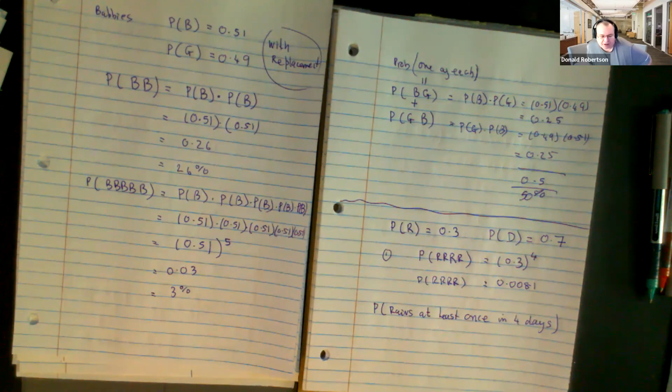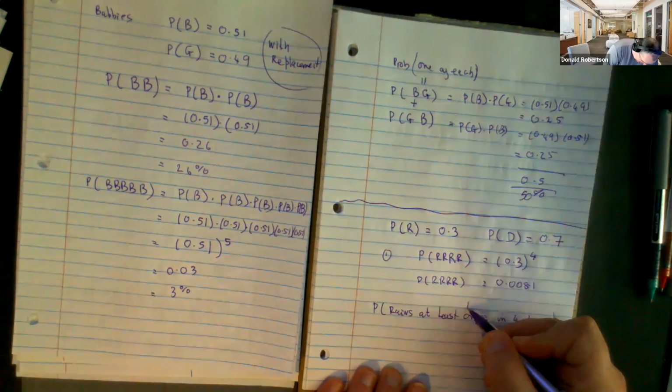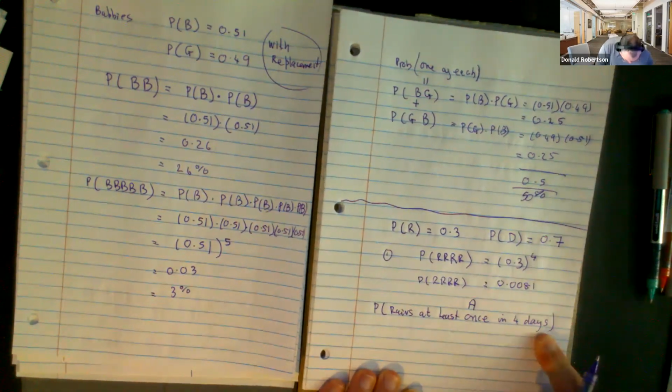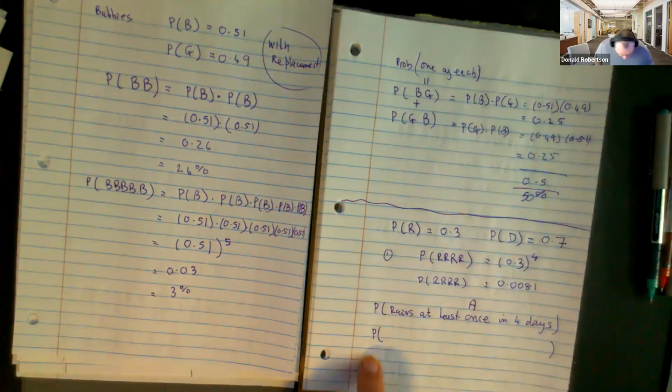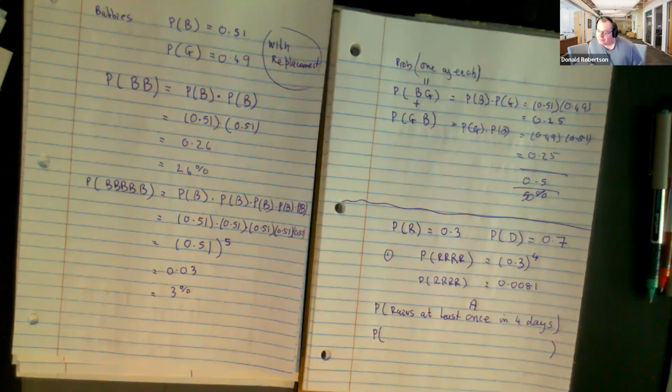We are going to use a guide that we've only really touched on, and this is where it comes into its own. We're going to look at the complement event. So if I call this A, that it rains at least once in 4 days, isn't the complement of A the exact opposite of that? Now you have to do a bit of logic here. What's the exact opposite of it rains at least once in 4 days? Because it could rain once, twice, 3 or 4 days, right? What's the opposite of that?